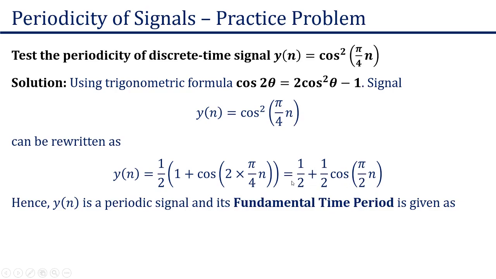Since the first component is DC and the second one is the periodic part, signal y[n] as a whole is a periodic signal whose fundamental time period is given as T0 = 2 pi/omega. In this case, omega is equal to pi/2. Therefore, the total time period T0 is going to be equal to 4.